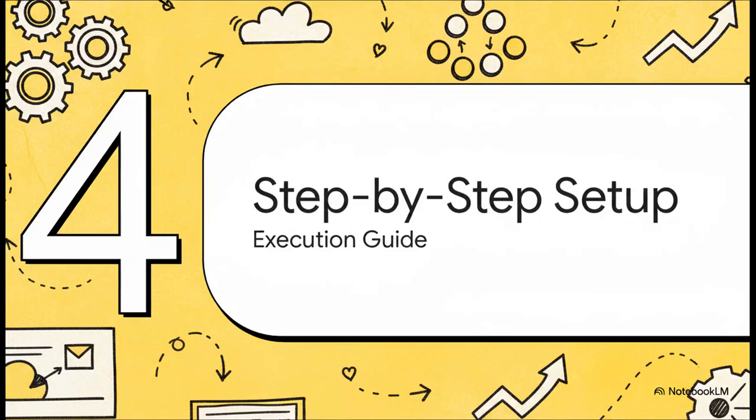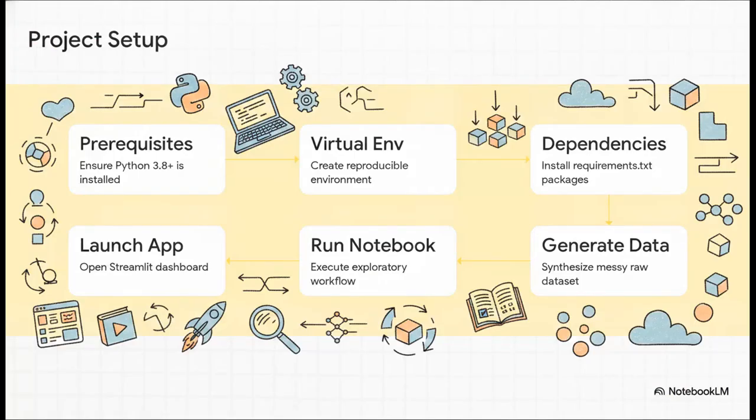So, how do you actually get this running? Let's check out part 4, step-by-step setup. The setup guide gives us a really straightforward 6-step process. You've got your standard environment prep, checking for Python 3.8 or higher, setting up a virtual environment, and installing dependencies. But let's look a bit closer at the last 3 steps, where the real magic actually happens: generating the data, running the analysis, and launching the app.